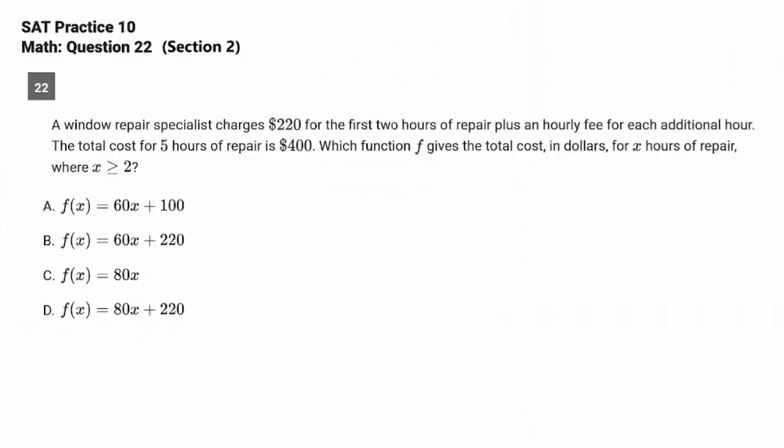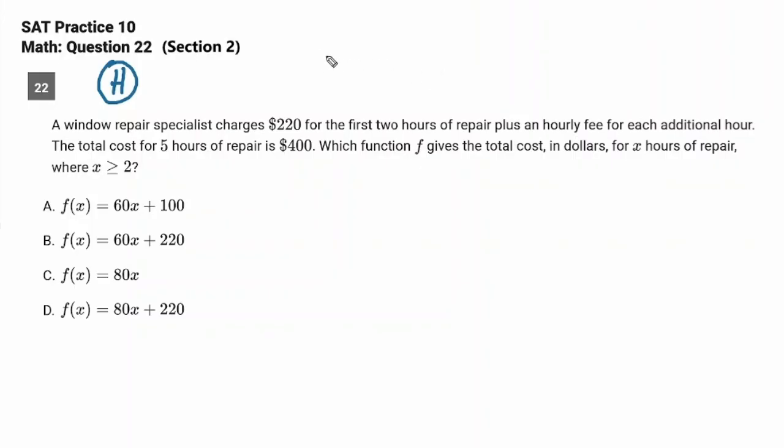We're on SAT Practice Test 10, Math Section 2, Question 22. What's the level of difficulty here? It's hard, but it's not nearly as hard as some of the questions that just preceded it in this Section 2. A window repair specialist charges $220 for the first 2 hours of repair plus an hourly fee for each additional hour. The total cost for 5 hours of repair is $400. Which function f gives the total cost in dollars for x hours of repair? X is bigger than or equal to 2.